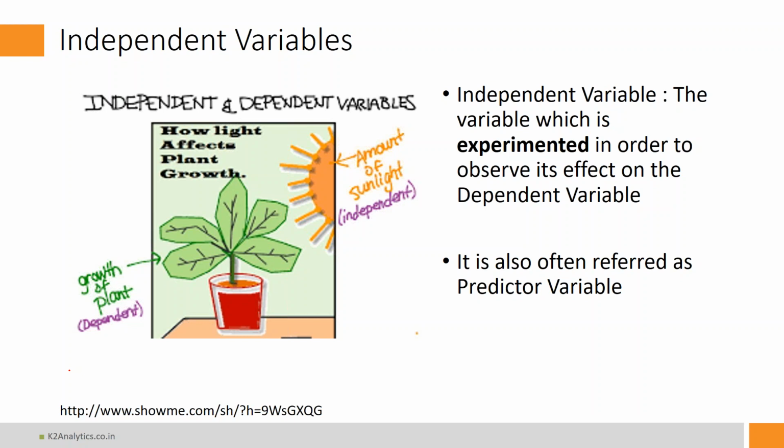Independent variables. The definition is simple. The variable which is experimented in order to observe its effect on the dependent variable. Now don't take the word experimented in a literal sense.